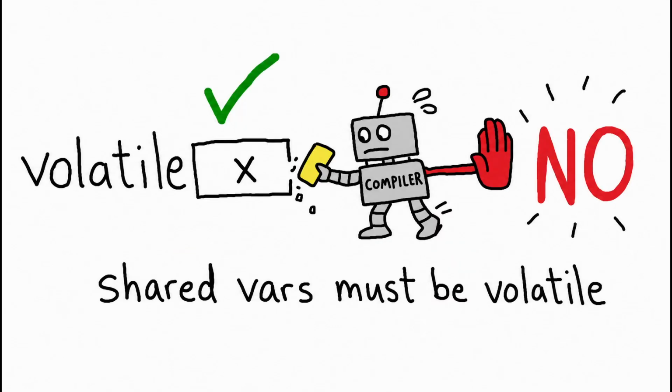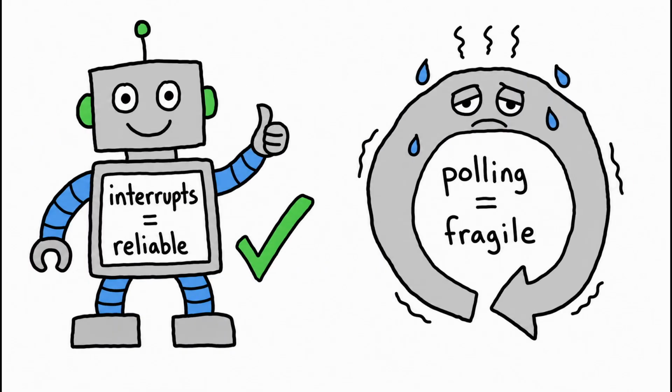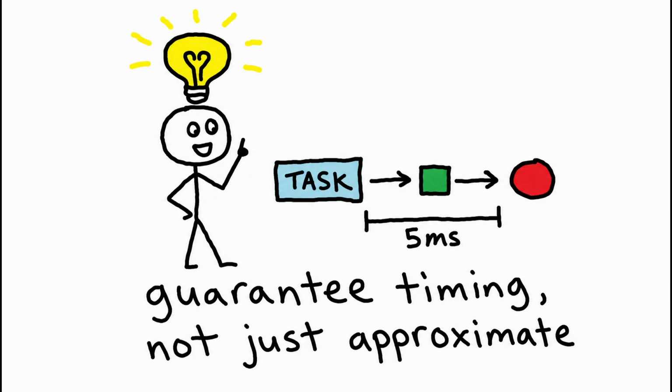Also, any variable shared between your ISR and main code must be declared volatile. Without it, the compiler might optimize the variable away entirely and your code will behave in ways that make absolutely no sense. Timers and interrupts are what separate reactive, reliable, embedded code from fragile polling loops that just hope for the best. Once you start thinking in interrupts, you look at every project differently, because now you know how to guarantee timing, not just approximate it.